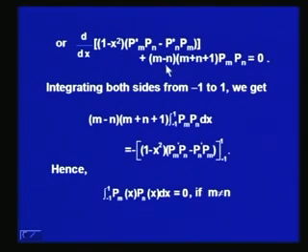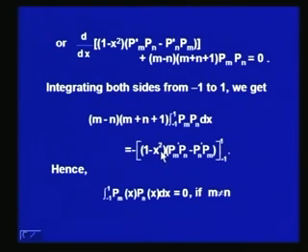The third term can be factorized to get (m minus n)(m plus n plus 1) Pm Pn equal to 0. Now, let us integrate both sides over the interval minus 1 to 1. We shall get (m minus n)(m plus n plus 1) times the integral over minus 1 to 1 of Pm(x) Pn(x) dx equal to the integral of (1 minus x square)(Pm dash Pn minus Pn dash Pm) evaluated at x equal to minus 1 and 1.